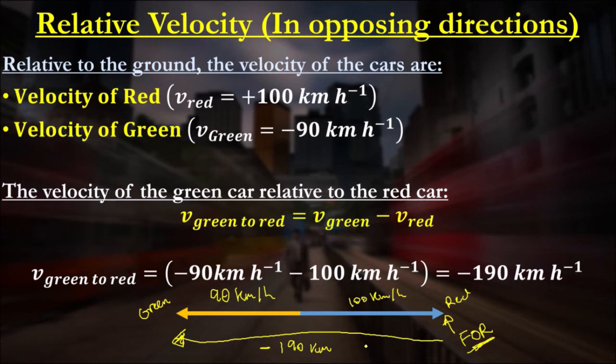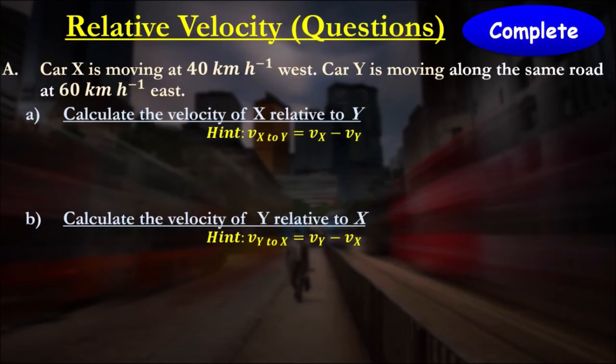This is how you can use vector analysis. You draw your arrows out and then you apply it to the question, or you find the resultant velocity from there. So let's try some questions and then we'll see how we go from there.